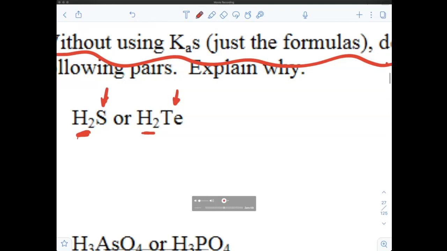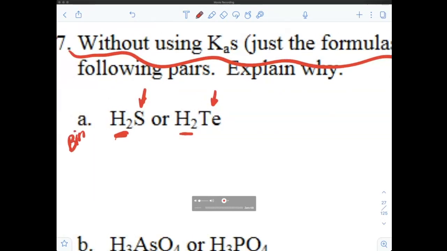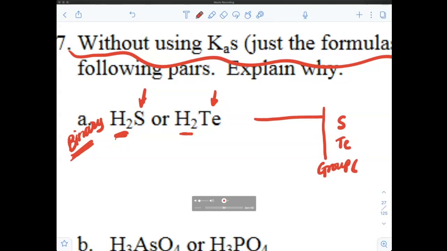So how are sulfur and tellurium related? We're looking at binary acids here, right? So we're either looking at a period, across the period relationship, or a group relationship. The group relationship, we're seeing that sulfur is above tellurium, right? So we know when we have binary acids, the ones that are further down the group are usually stronger. The ones that are further up are usually weaker. Based on that, the acid that has tellurium in it should be stronger. The one that has sulfur in it should be weaker.